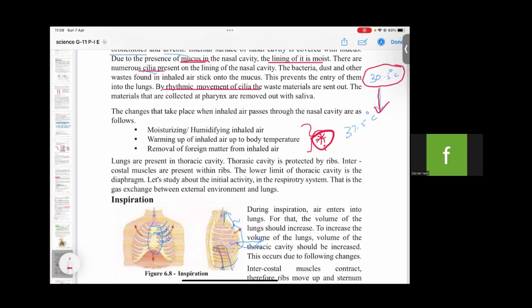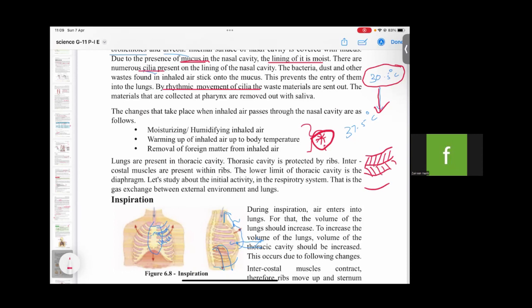Okay. So the lungs are present in the thoracic cavity, which is protected by the ribs, and there are intercostal muscles present within the ribs. Now you see, let's say these are the ribs, one side of the ribs. You have muscles like this. These are the intercostal muscles. Okay. And the lower limit of the thoracic cavity is the diaphragm. The diaphragm is the only skeletal muscle that works involuntarily in our body. You all know, right? Yeah.